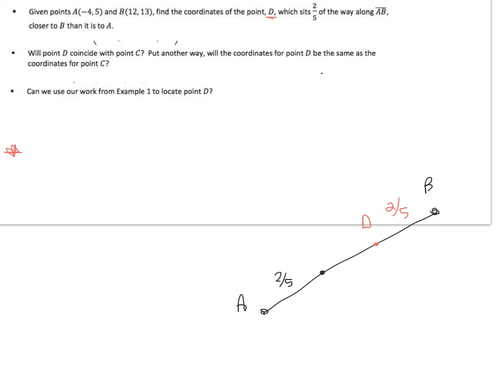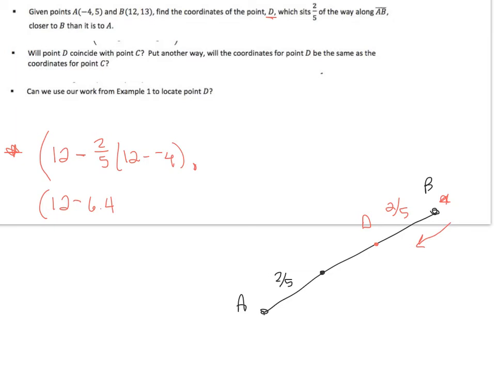So the first thing I'm going to do is try to find the x value, and I'm going to start up at point B and move my way down. So I'm going to do 12 minus 2/5 of 12 minus negative 4. That's going to be 12 minus 2/5 of 16, which was what? 6.4. And then that's the x term.